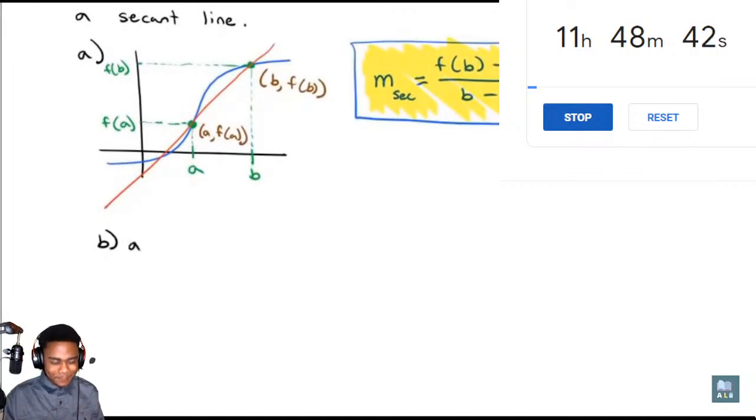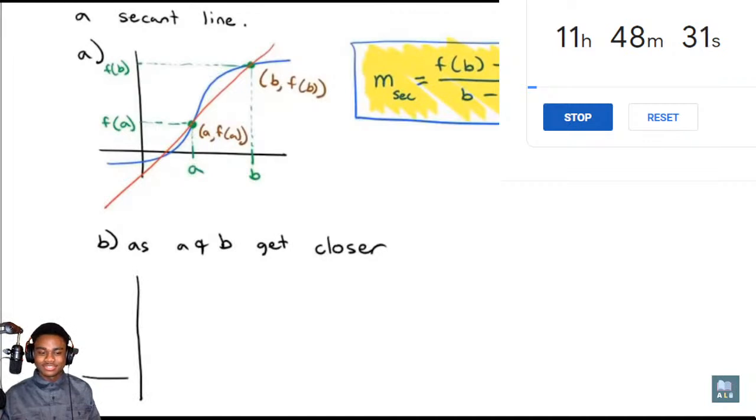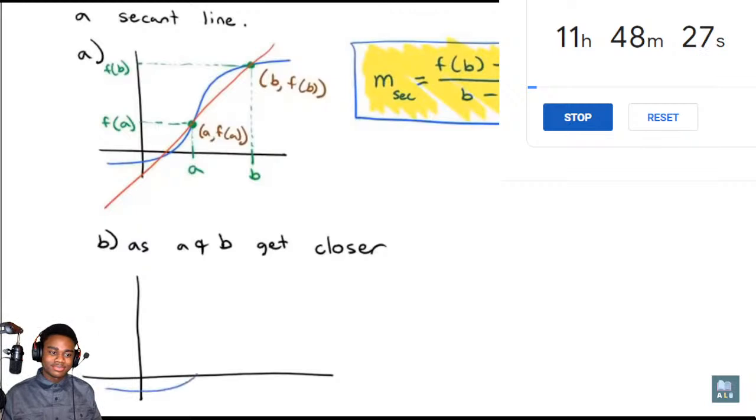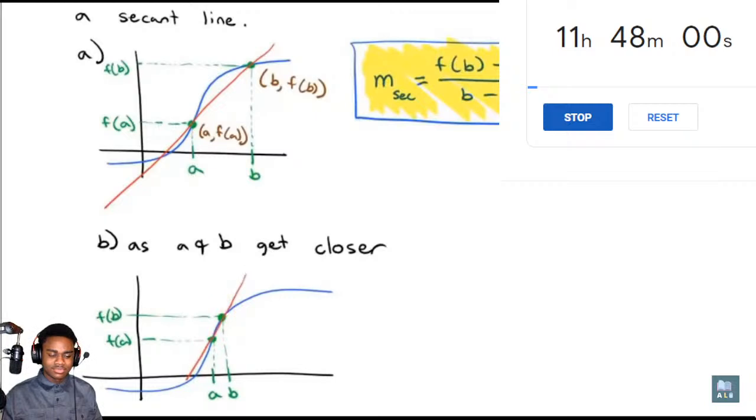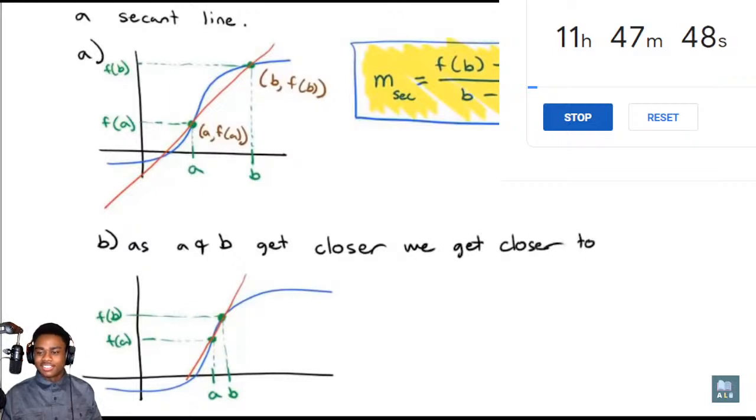Let's draw another graph. As A and B get close, see if I can draw that same graph on here, approximately. And if we keep A at about the same spot, and so f of A is still at the same spot, but if we put B right next to it, notice it's closer now for f of B, the secant line that connects them is starting to look like a tangent line that only touches in one spot. In other words, as A and B get closer together, we get closer to the tangent line.